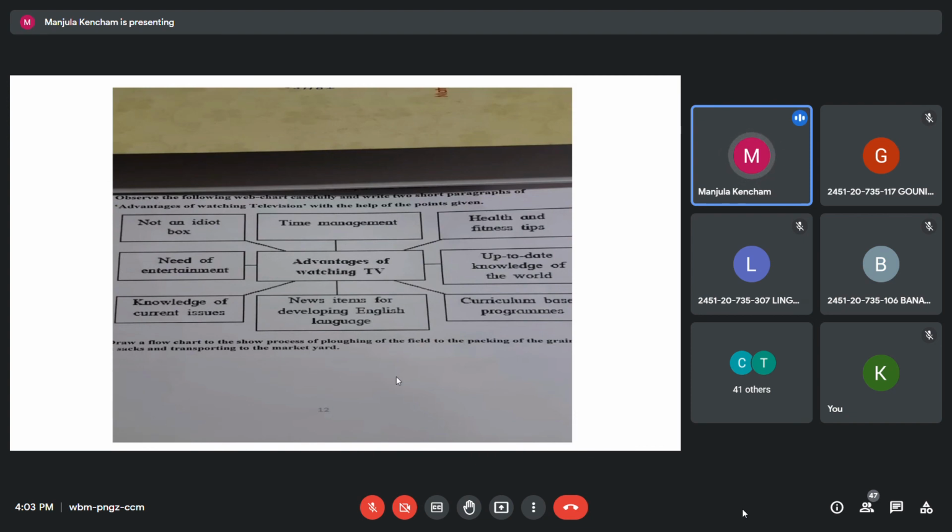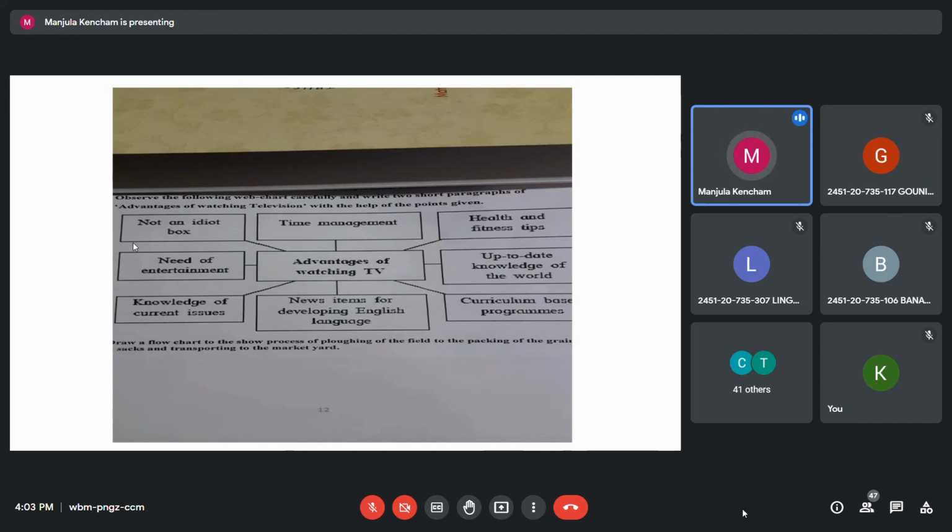So whenever we talk about advantages of watching television, they don't give any introduction. Straight away they say time management. It's not an idiot box. What I observed in general is, barring a few handful of students, people pick up the statements from the boxes given over there and they say it's a paragraph. So hardly out of 14 marks, they would be given 2 marks. What a big loss to the students.